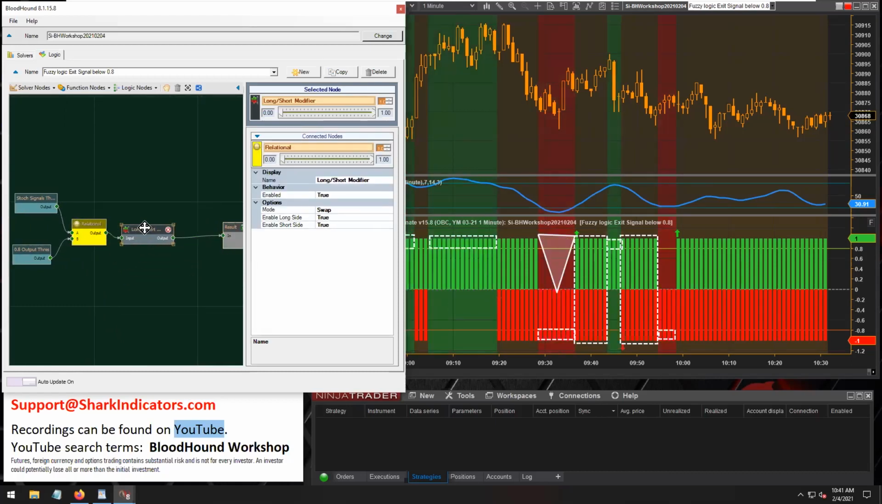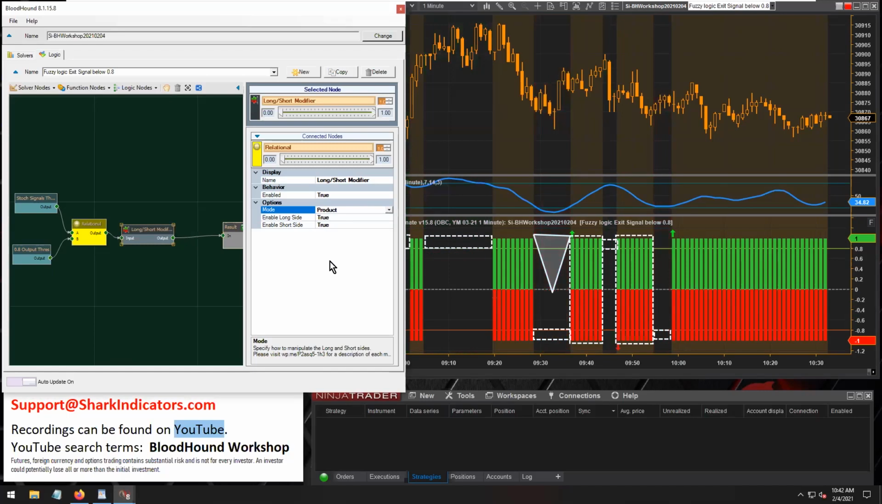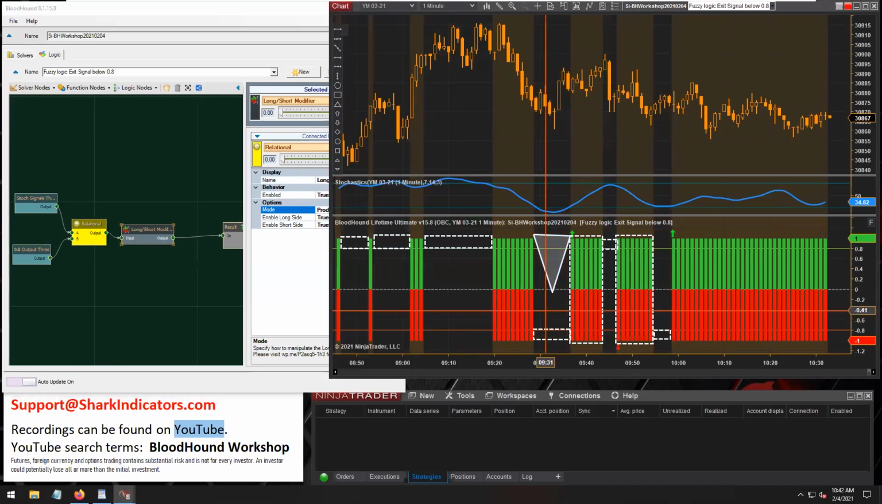All right, and with the long short modifier, what I can use is the product, right? Product is multiplication. And so with that, right, now we're left with what we want.